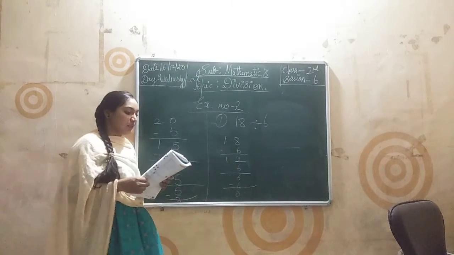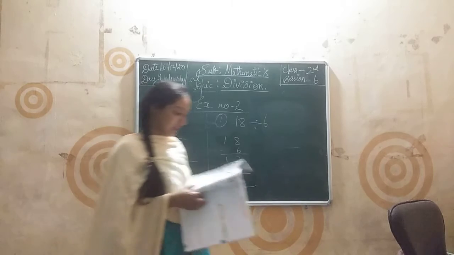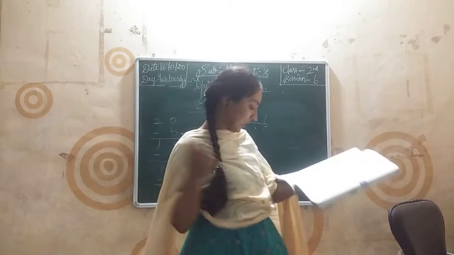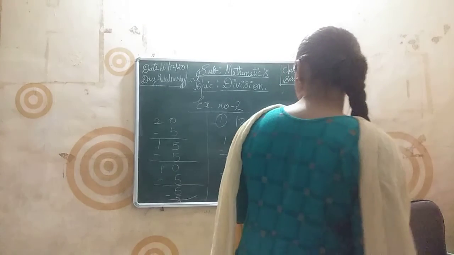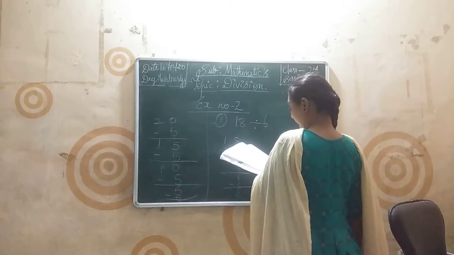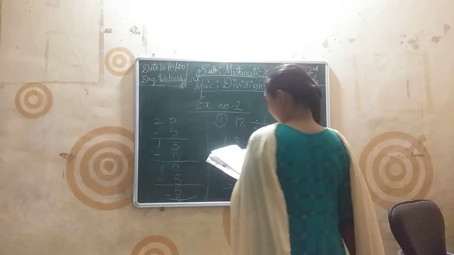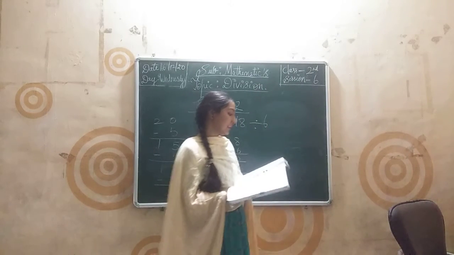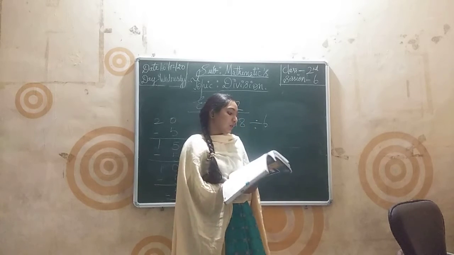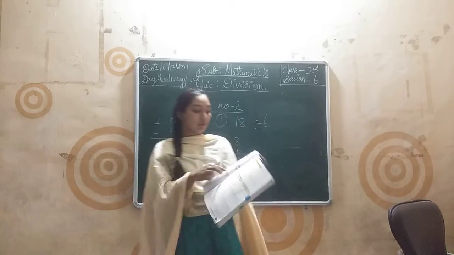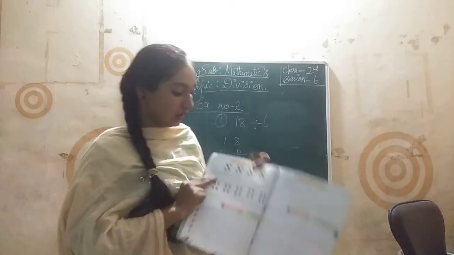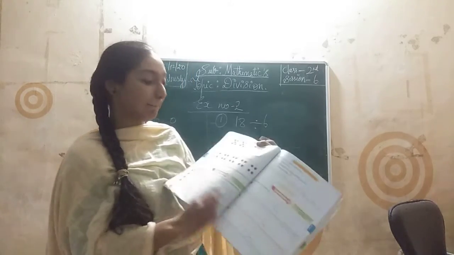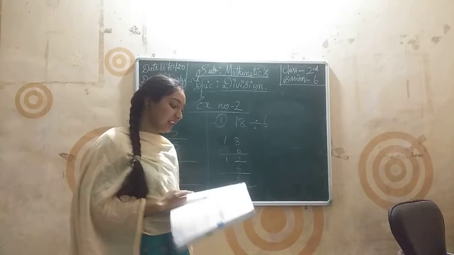Division as inverse of multiplication. So, students, let us learn division as inverse of multiplication in your textbook page number 90. There are a total of 20 marbles. You can see here there are 4 groups of marbles, and in each group there are 5 marbles. So that means 4 fives are 20.